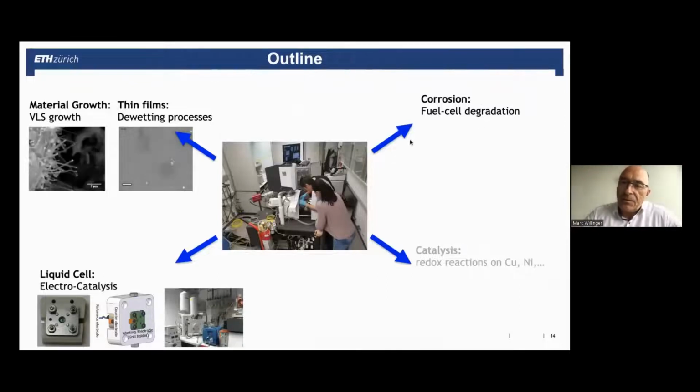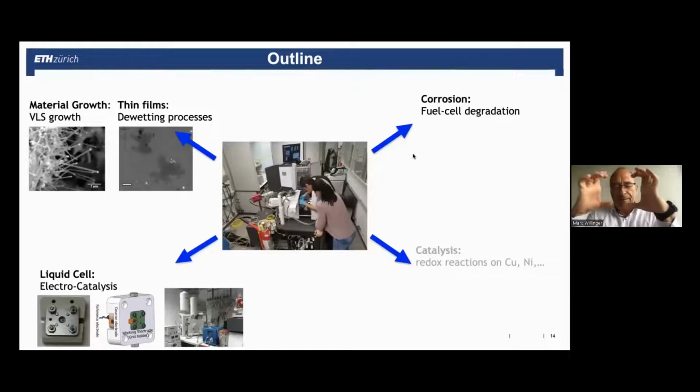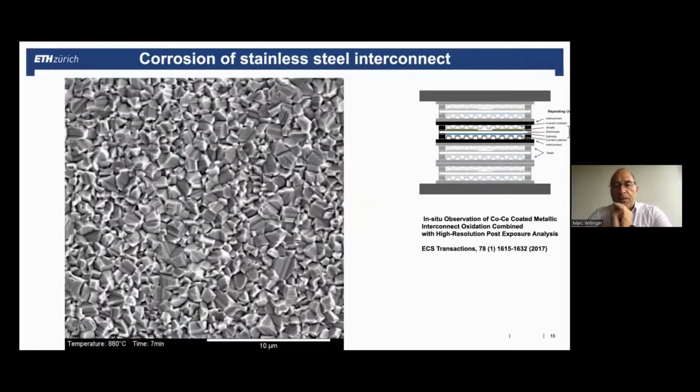Another example where we used in situ scanning electron microscopy is when we studied the corrosion of stainless steel interconnects in fuel cells. Fuel cells are operated under very harsh conditions. And one of the problems is that these interconnects that connect the stack of the fuel cells are also exposed to these corroding conditions. And the corrosion behavior is crucial for the degradation of the fuel cell. And so we looked at this special stainless steel under high temperature oxidizing conditions.